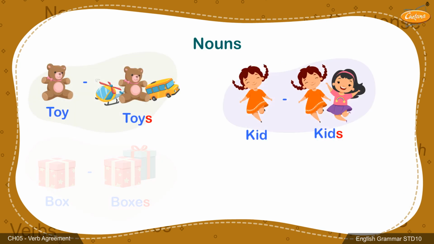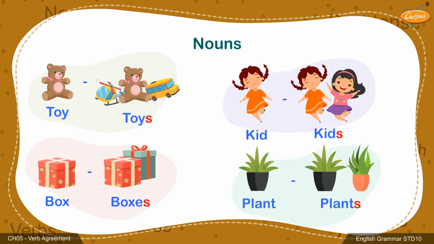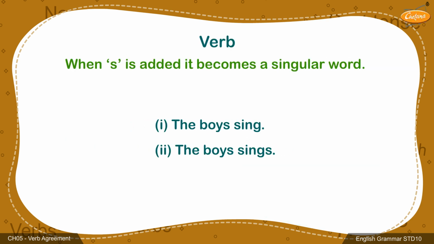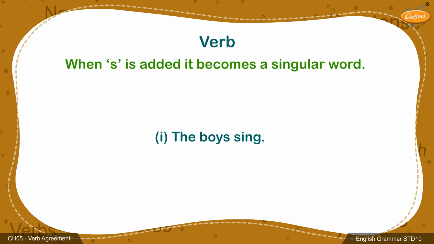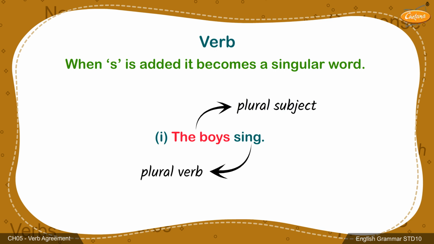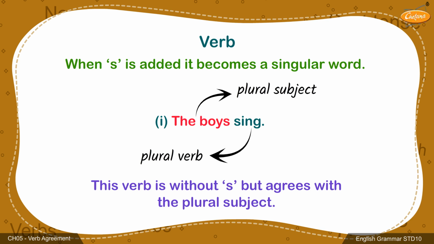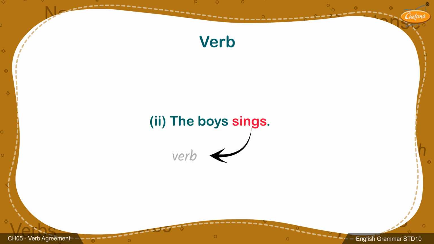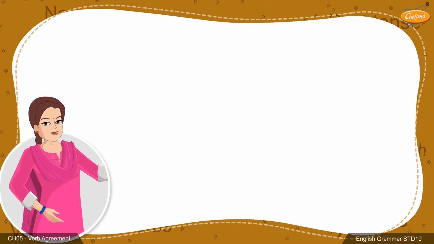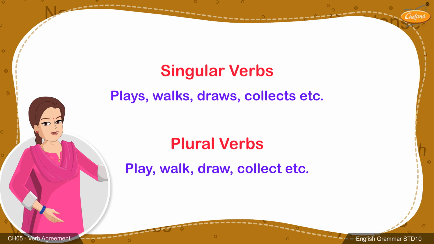Students, you know when S is added to the noun, it becomes a plural word. In the given examples, when the first statement is considered, the boys become the subject, which is plural in number, and sing, which is a plural verb. This verb is without S but agrees with the plural subject. On the contrary, in the second example, the verb sings agrees with the singular subject, the boy, and therefore is referred to as the singular verb in this sentence. Now we know, in verbs when S is added, it becomes a singular verb.